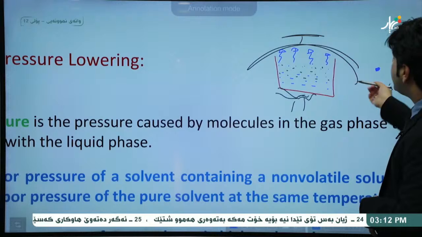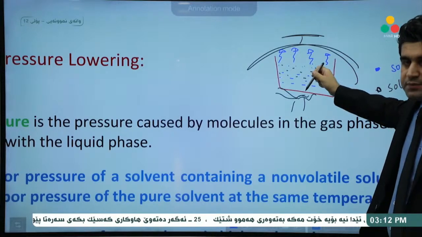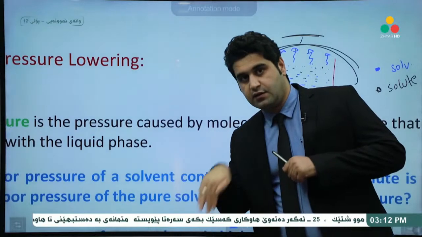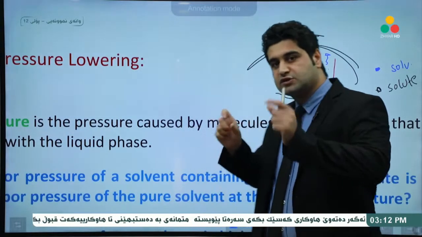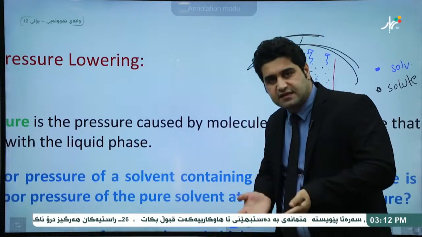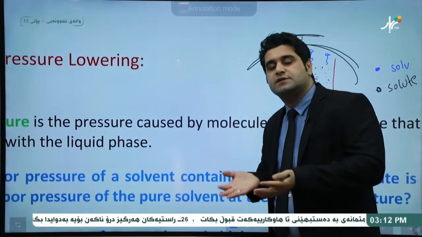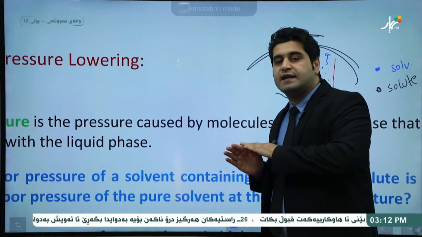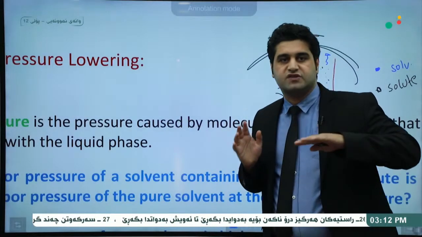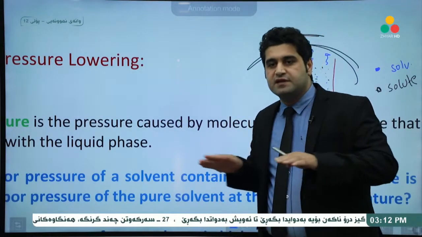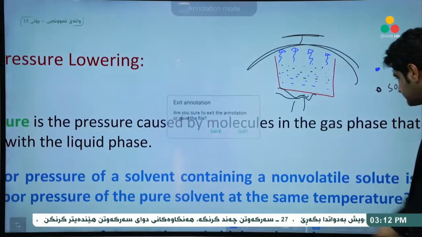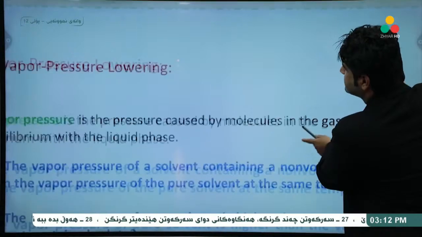That's why, if we add a solute into a pure solvent, what will happen to the vapor pressure? Lowering. More lowering. Why? Because the particles of the pure solvent will be replaced by solute particles. So the net amount, or the total amount, of the solvent particles will be decreased per unit of volume.